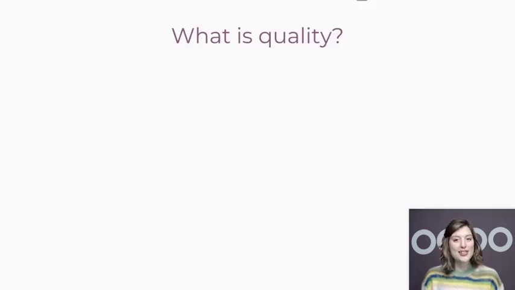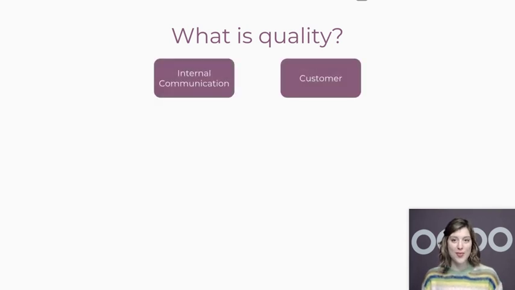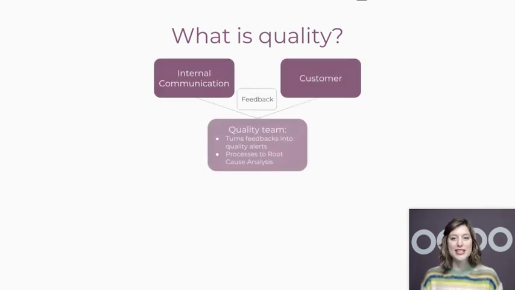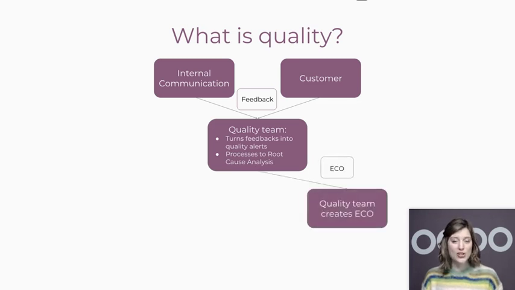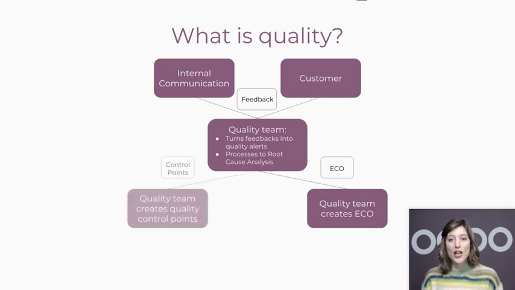The quality process begins via two types of feedback, internal feedback or customer feedback. Both will arrive to the quality department where the team will turn them into alerts. With an alert, we can process a root cause analysis, and depending on the result, we can create an ECO and change the process, as we saw in our PLM video, or we can add a quality control point, which is relevant to this video.